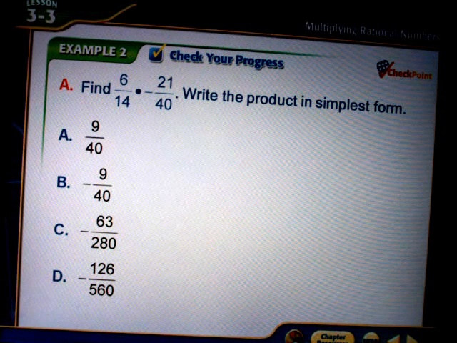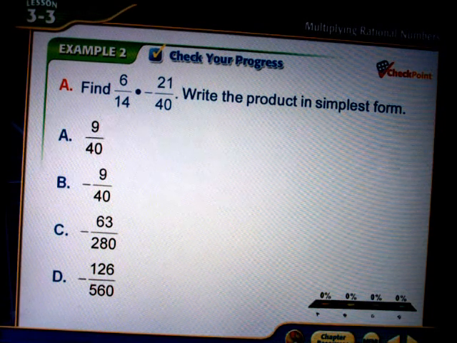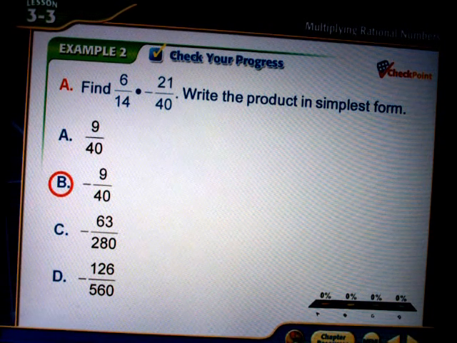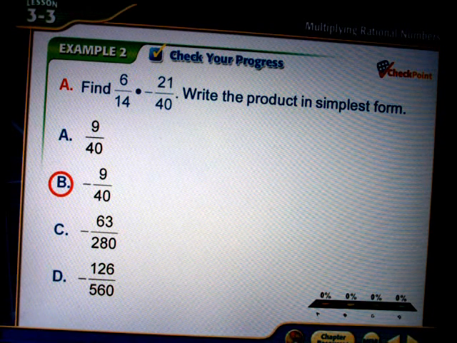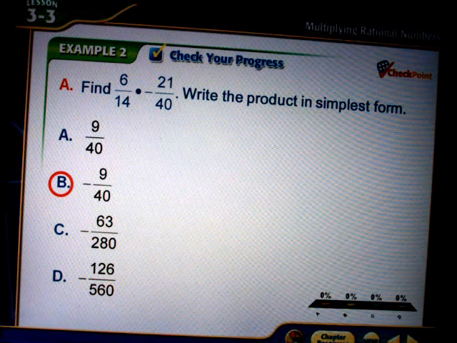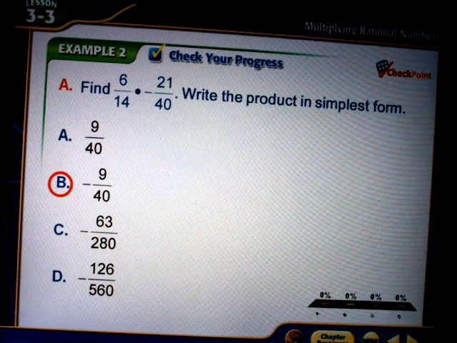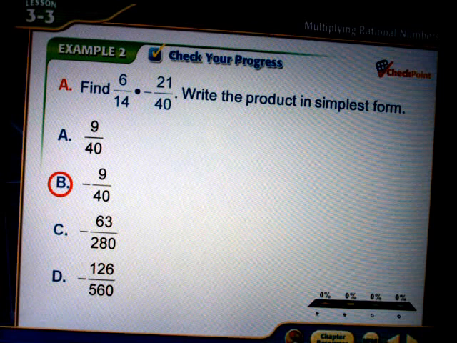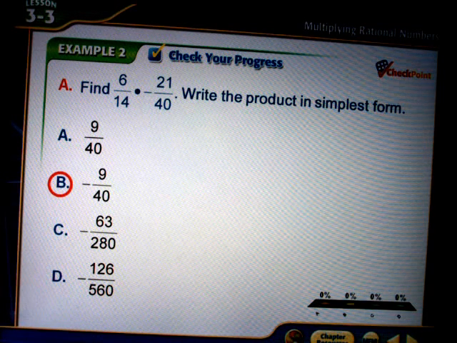And your answer is B. The last two, C and D, are fractions that you get when you multiply across, but they're not in simplest form. And while A is in simplest form, they drop the negative, so that would make A incorrect.